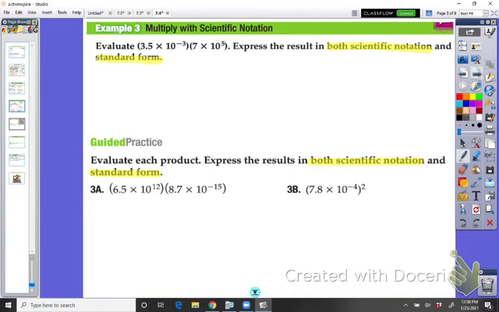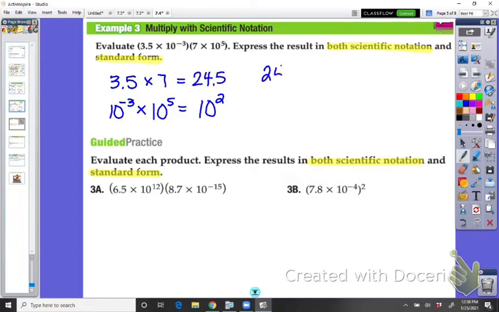Now we're going to multiply with scientific notation. Express the result in both scientific notation and standard form. So I'm going to show you 2 ways. One way by hand using exponent properties, and then I'll show you on the calculator how to do that as well. For this first one, my decimal numbers are 3.5 times 7. So you could multiply those together and get 24.5. And if you have 10 to the negative 3rd times 10 to the 5th, our exponent properties say that when we're multiplying like bases, we add the powers. So this would be 10 squared.